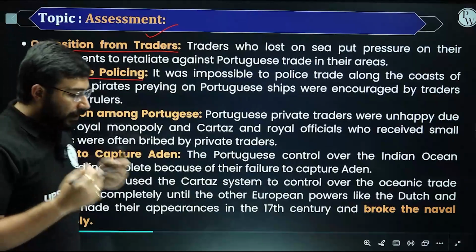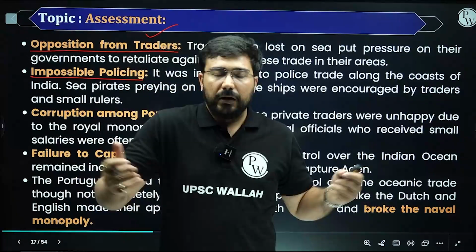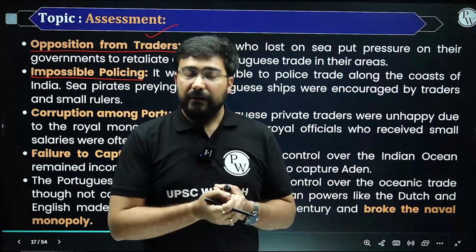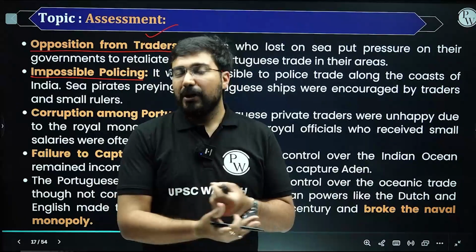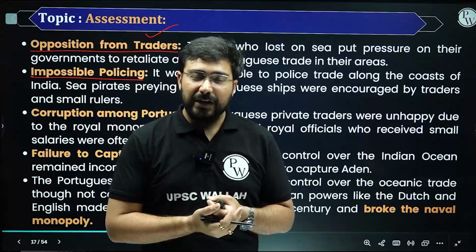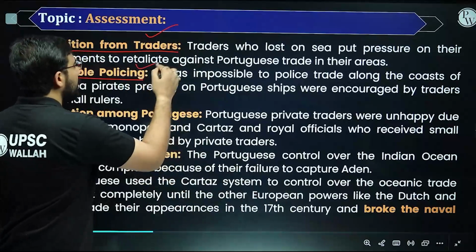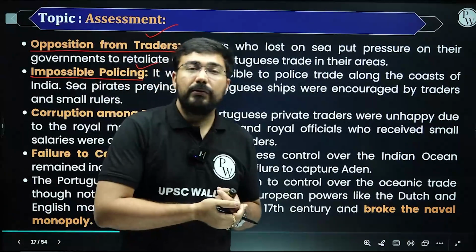Second, the Indian coastline was such a long one, right? We have a very long coastline. It was not easy for the Portuguese to have the resources to police the whole of this coastline. So naturally, because it was a very big region, they were not able to handle this.